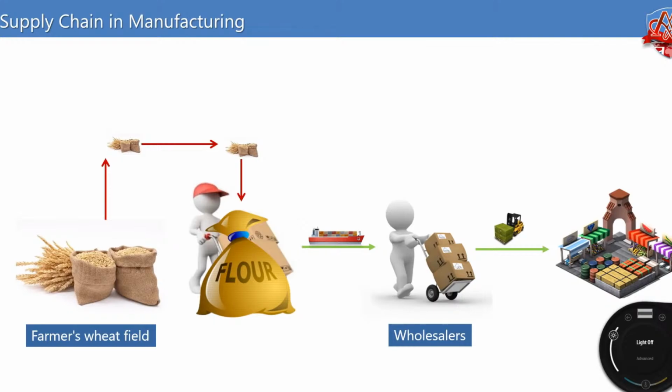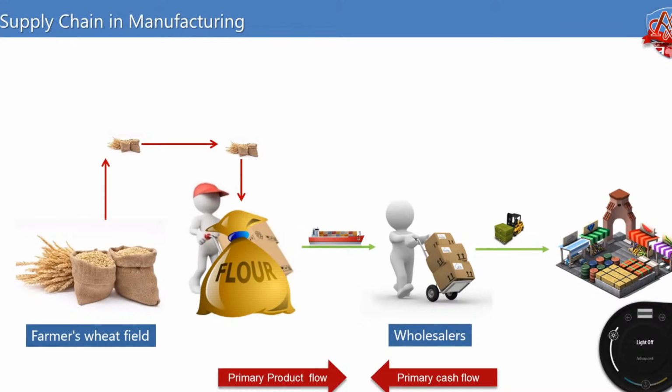No matter how far you travel toward the left, you will never run out of new tiers of suppliers. Primary product flows from left to right, and primary cash flows from right to left.